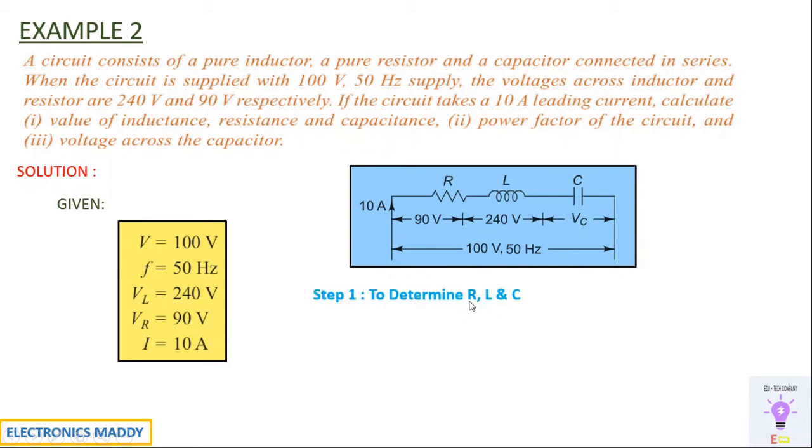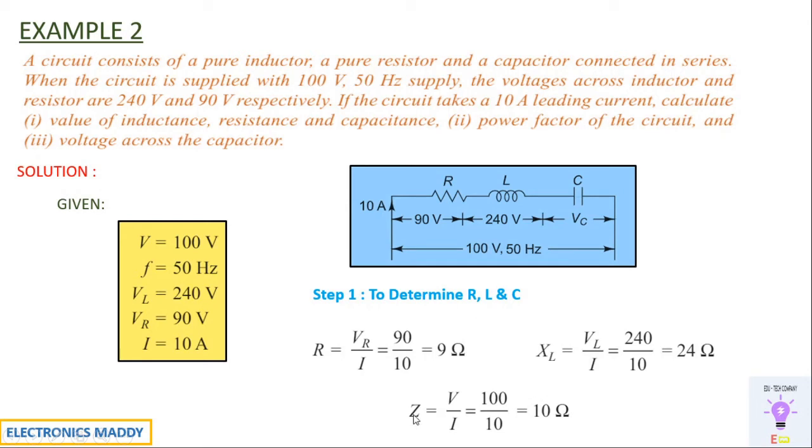So our first step is to determine the value of R, L, and C. R can be straight away found out. That is VR is equal to I into R. So R is equal to VR by I. Substituting, you will be getting 9 ohms. XL is equal to VL by I. Again, Ohm's law. VL is equal to I into XL. So XL is equal to VL by I. 240 by 10, you will be getting 24 ohms. So we found out the value of R. We found out the value of XL. So we'll be finding out the value of Z. The reason why we are following this step is because once we know Z, XL and R, we can find the value of XC. From that, we can find the value of L and C respectively.